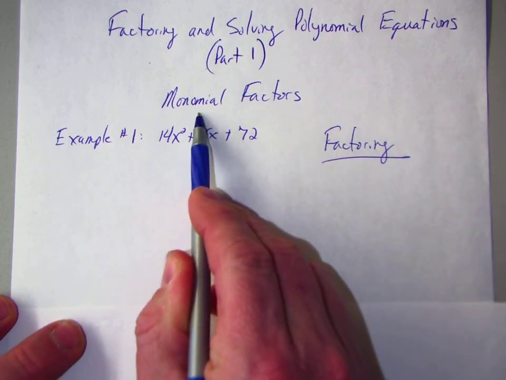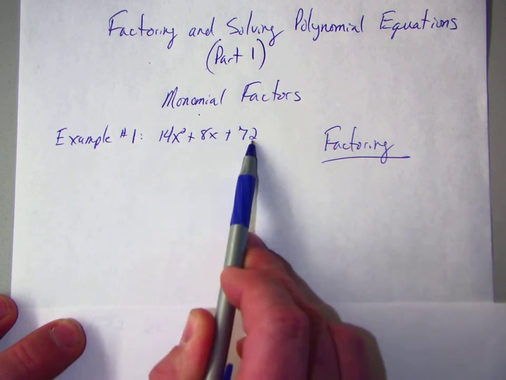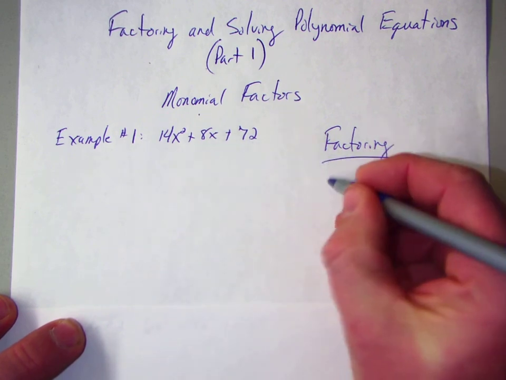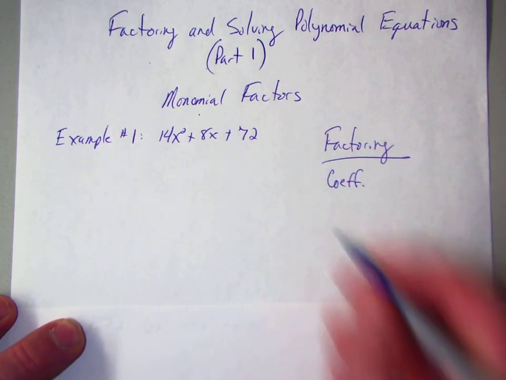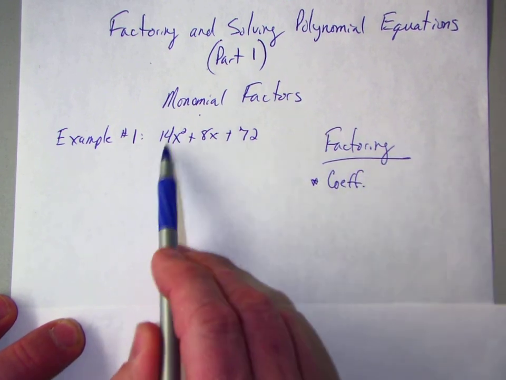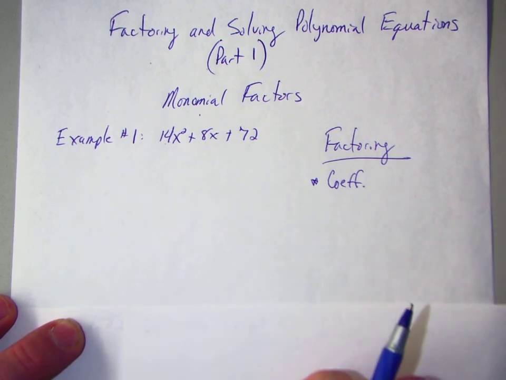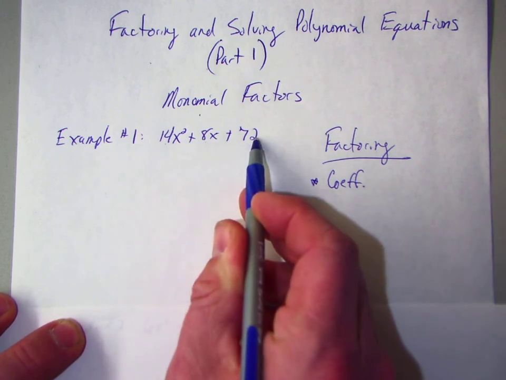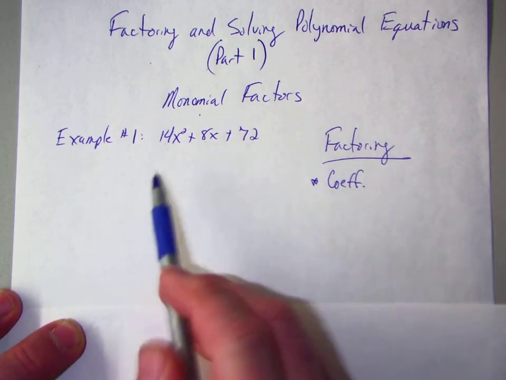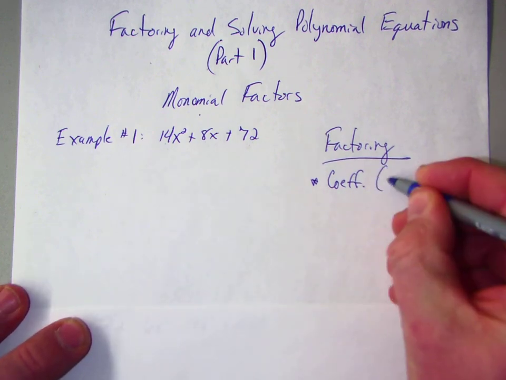monomials, all right, what you got to do is you got to look at each term. What do they have in common in each term? First thing you want to look at is the coefficients. All right, what can go into 14, 8, and 72? We can definitely see that 2 works, but is that the greatest one? In other words, you're looking for the greatest common factor. All right, GCF.